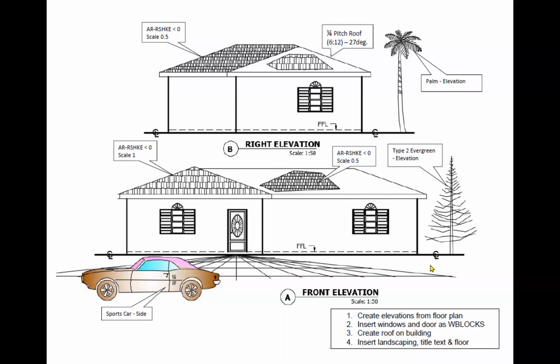Okay, welcome back, students. So we will pick up in this segment by continuing with the elevation that we started with in the previous segment. And we would have created the walls with their openings, but no roof on top of the building. So we want to now add the roof on top of the building.